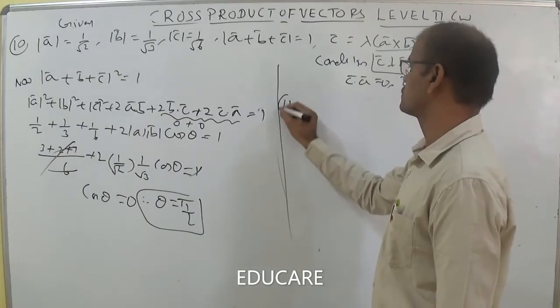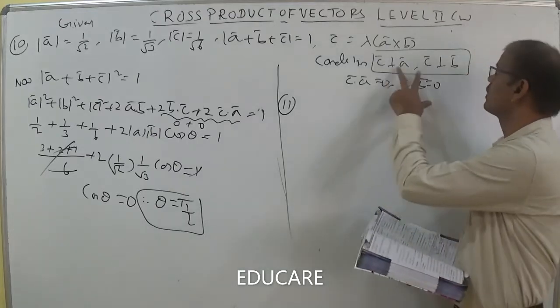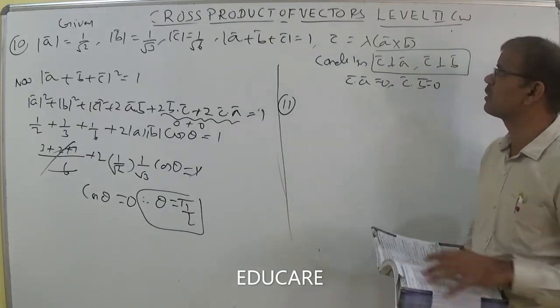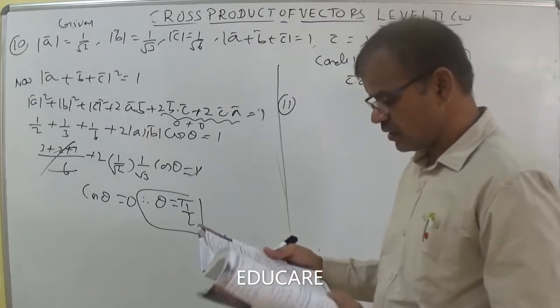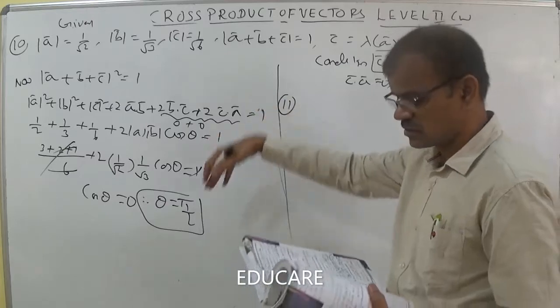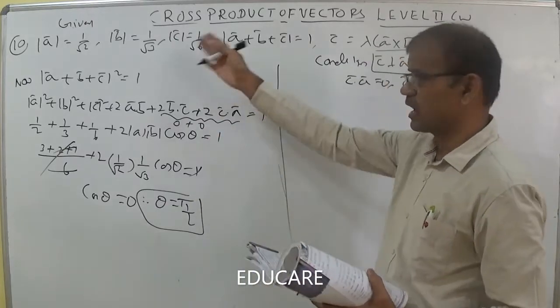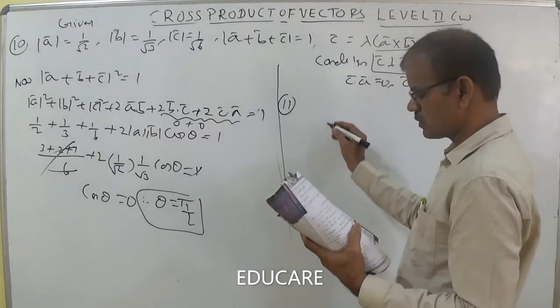Next, 11th question. Whenever C is perpendicular to A and C is perpendicular to B, if the mutually perpendicular concept is there, then we can say directly A bar is perpendicular to B bar, and the angle between A and B is also 90. It is a shortcut, but this is the right way because using the magnitude we should also do it. Next, let us discuss the 11th question.